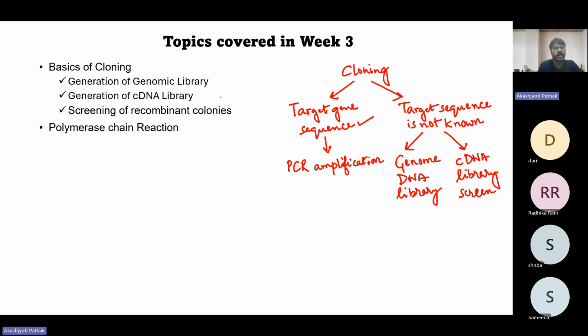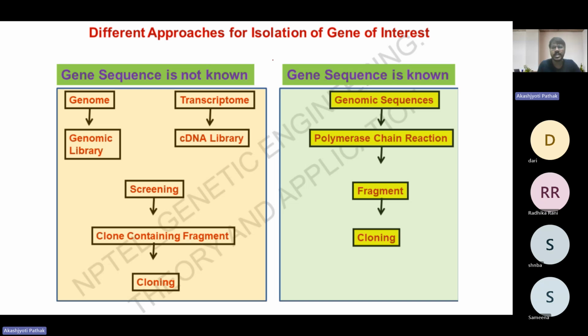Or it can be generation of a cDNA library, and then what is done? Then screening of recombinant colonies and polymerase chain reaction. We will look into these concepts in detail, so let's go one by one. This is directly from your lecture slide.